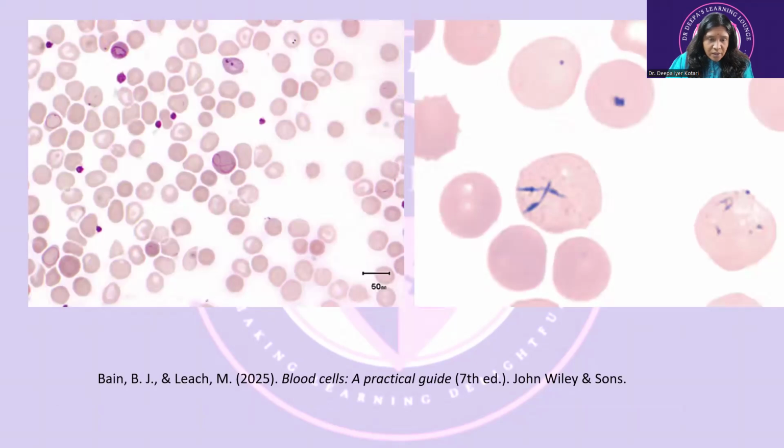Okay, so here, this is what I was talking about. On the left, what you're able to see here is the Cabot ring. This is a figure of 8 Cabot ring here, and you have a roundish Cabot ring here. Do not confuse this with any parasite. So this is a Cabot ring. And on the right, you're able to see these crystal-like inclusions that are usually seen in porphyrias.